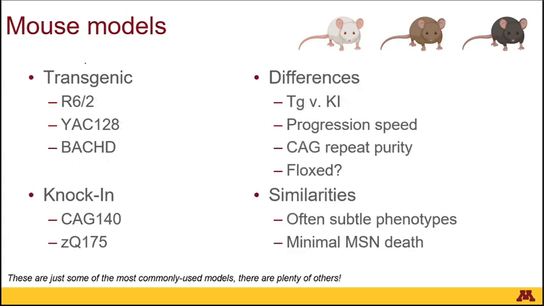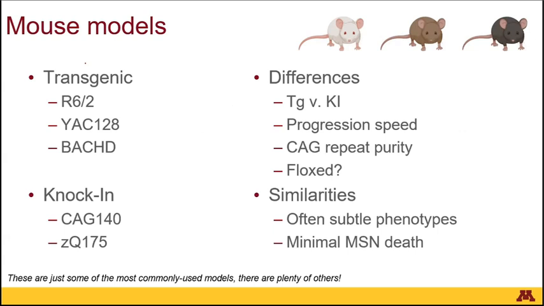So those are just some of the models. I'm definitely leaving out some of the lesser used ones, but the key differences are in whether they're transgenic or knock-ins, how fast the disease progresses, CAG tract purity, and then whether or not it's floxed.